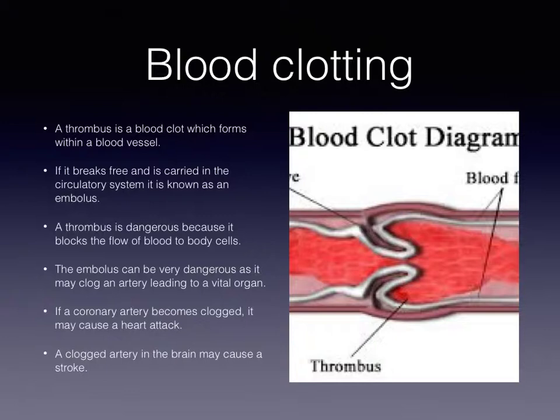If a coronary artery becomes clogged, coronary being an artery around the heart, it may cause a heart attack. A clogged artery in the brain may cause a stroke.